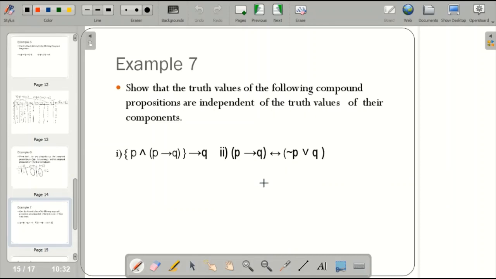Now let us solve the example 7. Show that the truth values of the following compound propositions are independent of the truth values of their components. So here you need to show that both the propositions are tautologies. Independent means at both the columns you should get 1, 1, 1, 1. That is what it is meaning. Show that the truth values of the following compound propositions are independent of the truth values of their components is nothing but, at the end you need to get all 1 itself. So that is regarding this problem. So let us solve this problem. Example 7.